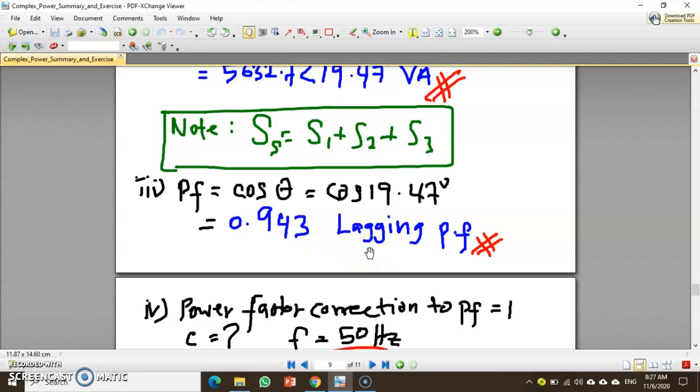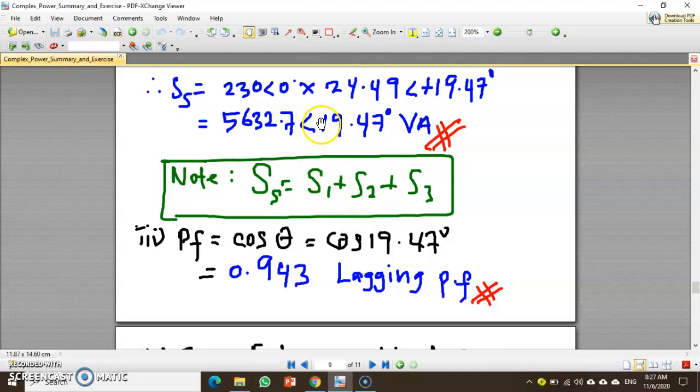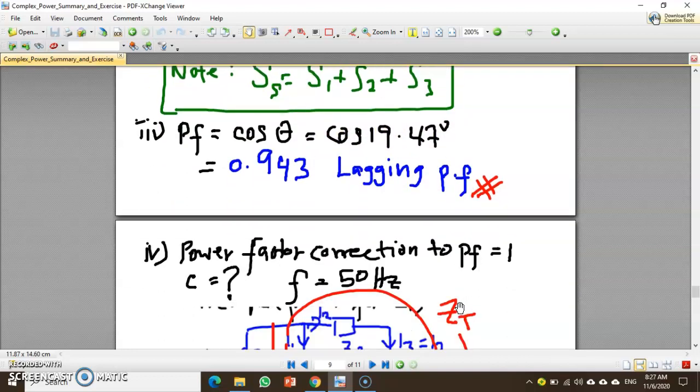Okay, lagging or leading? Since S supply has a positive angle, which means we have P and positive Q. So positive Q means we have an inductive load. So for an inductive load, we call it a lagging power factor. Okay, that's why we have a lagging power factor.